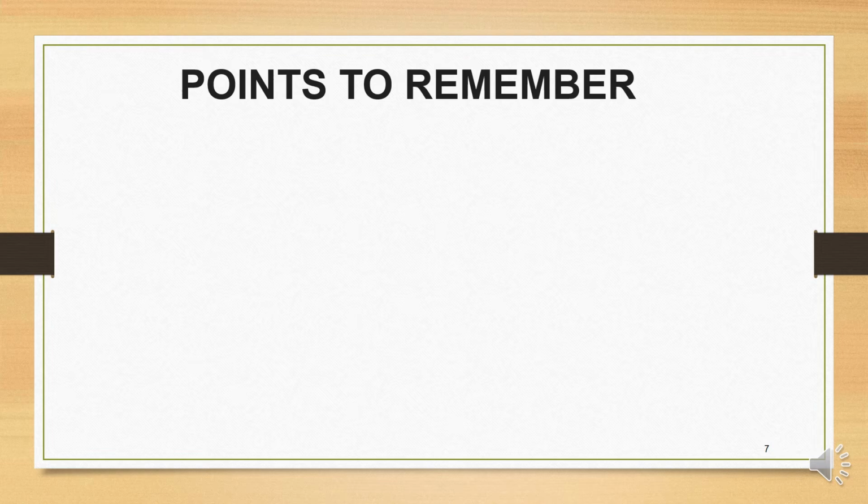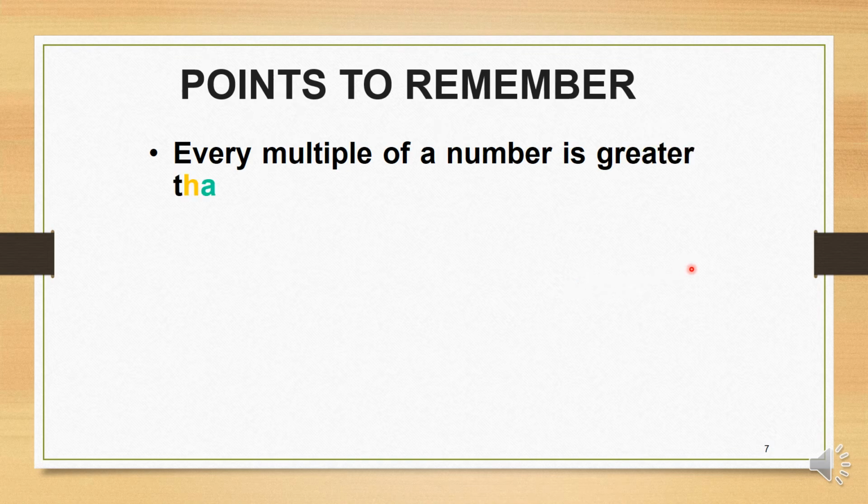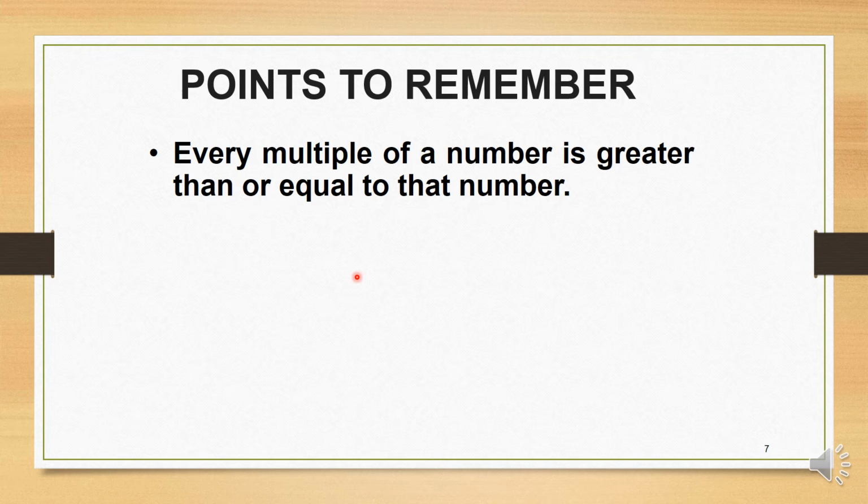Now from all that you have seen, let us look at some points worth remembering. Every multiple of a number is greater than or equal to that number. And we saw that there were multiples of 4, and there were no numbers that were smaller than 4. So it started at 4 and it went up.